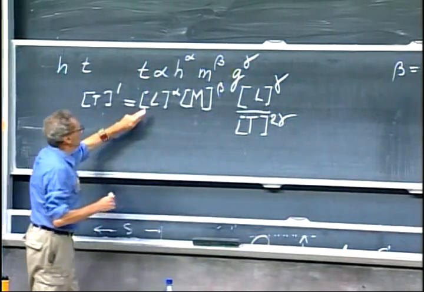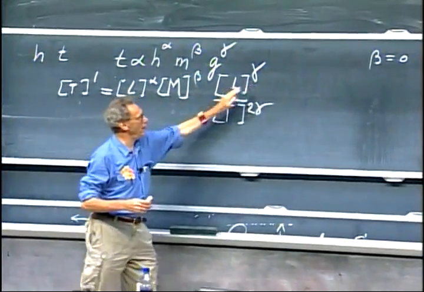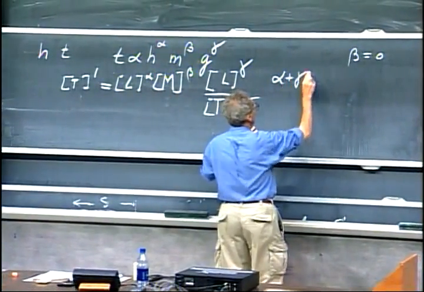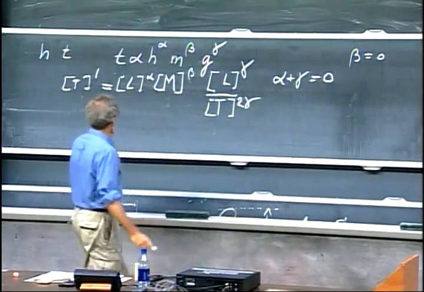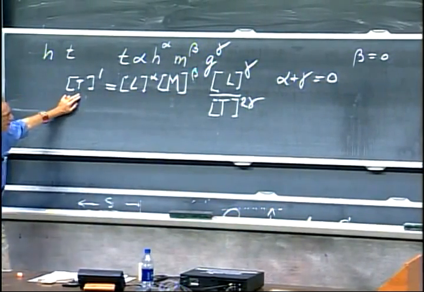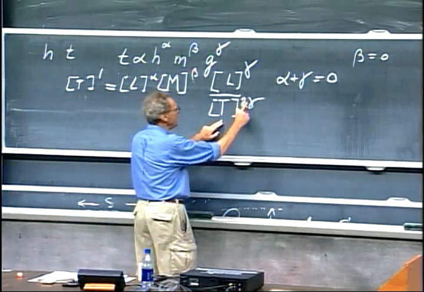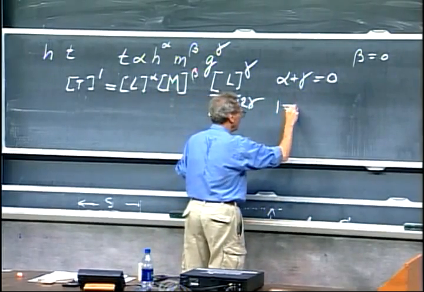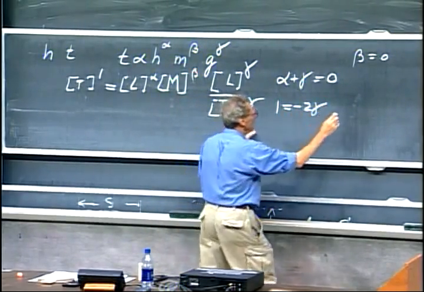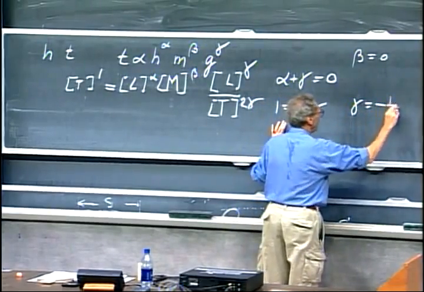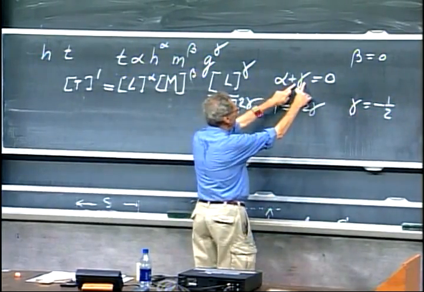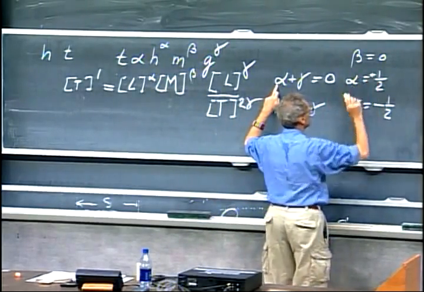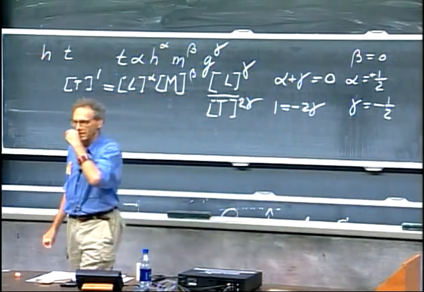There is here L to the power alpha, L to the power gamma. There is no L here. So L must disappear. So alpha plus gamma must be 0. There is t to the power 1 here. And there is here t to the power minus 2 gamma. It's minus because it's downstairs. So 1 must be equal to minus 2 gamma. That means gamma must be minus 1/2. But if gamma is minus 1/2, then alpha equals plus 1/2. End of my dimensional analysis.